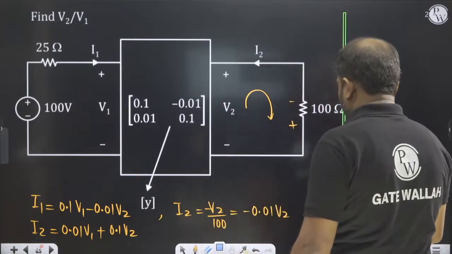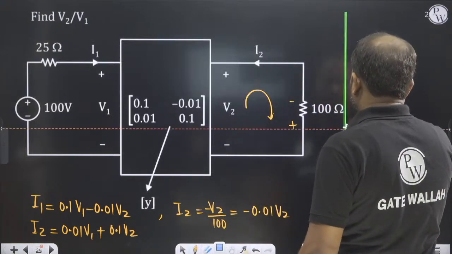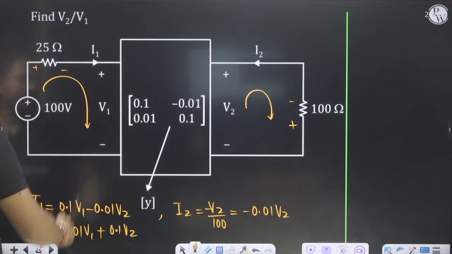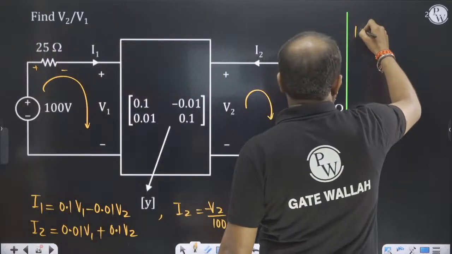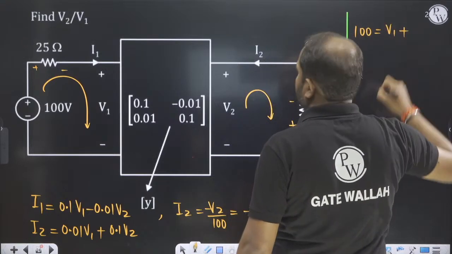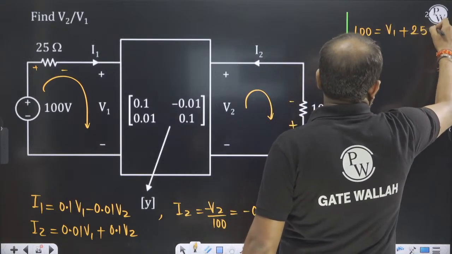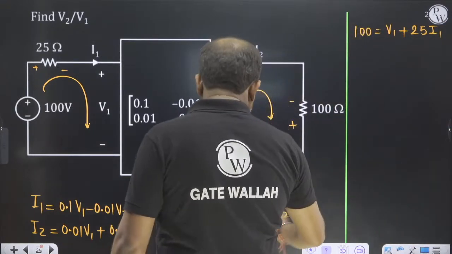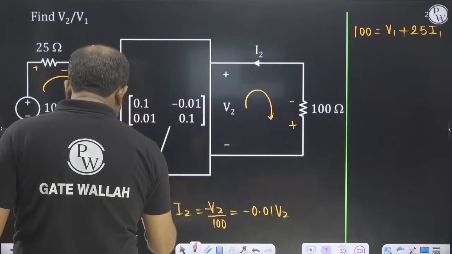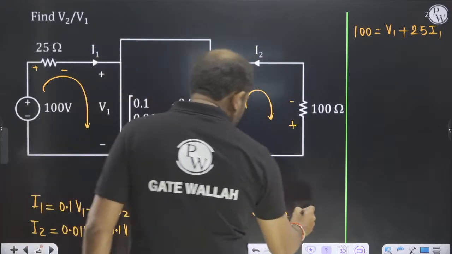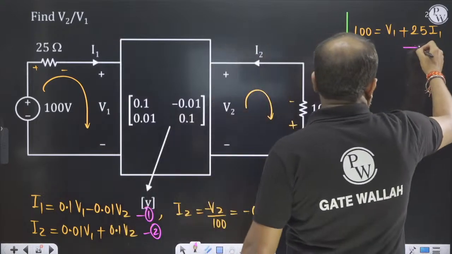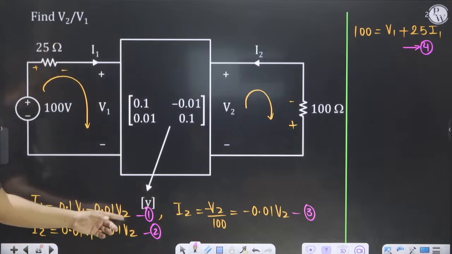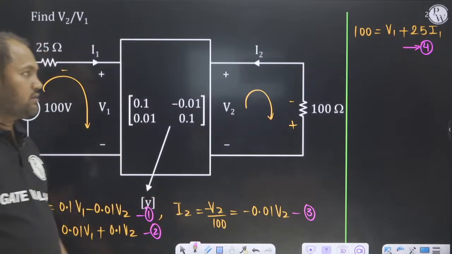Then we will go for the next equation. In this case, the current will be flowing like this. So the fourth equation will be 100 is equal to V1 plus 25 I1. So this is also an equation. This is equation number 1, equation number 2, equation number 3 and equation number 4. We need only equations 1, 2 and 3, and you will get the answer.